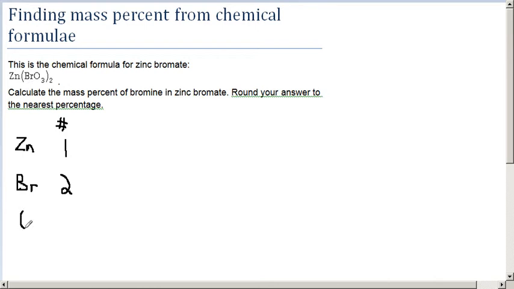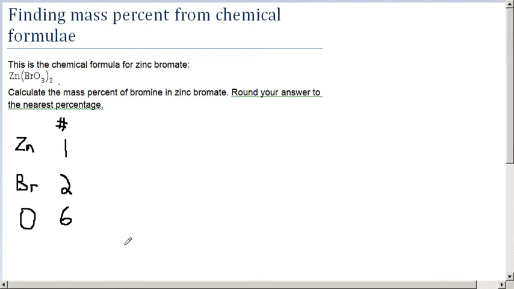And then there's one more element, oxygen. And oxygen has a 3 for every bromate. There are 2 bromates, so I just multiply the subscript inside the parentheses times the subscript on the outside of the parentheses. So that's going to be 6 total.